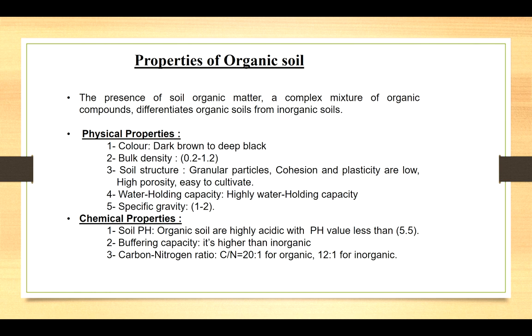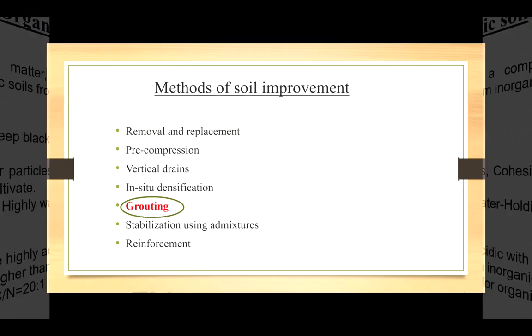The chemical properties also consist of the soil pH, which is less than 5.5. It means that organic soils are highly acidic. Then buffering capacity, and the third one is the carbon nitrogen ratio, which is 20 to 1 for organic soil, which means higher than inorganic, which is 12 to 1.